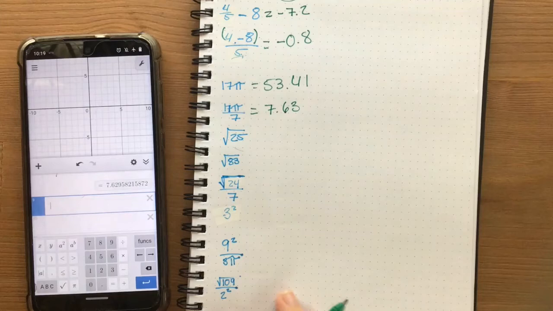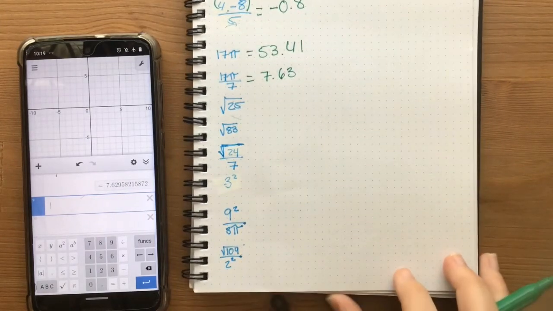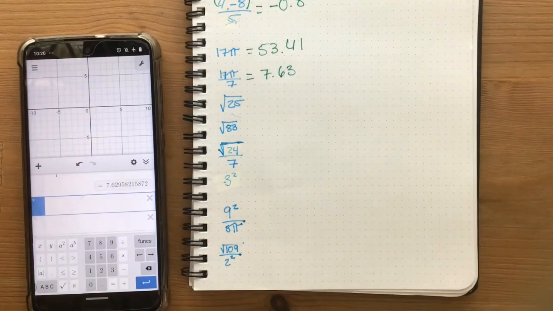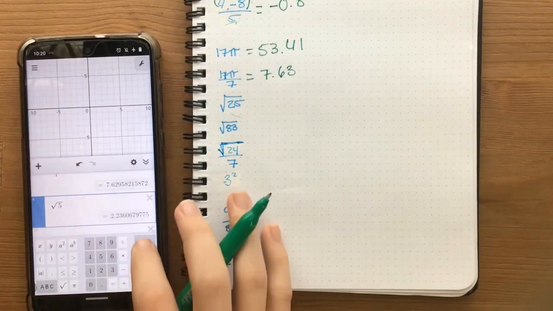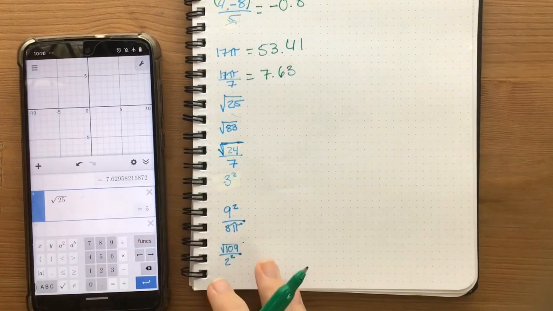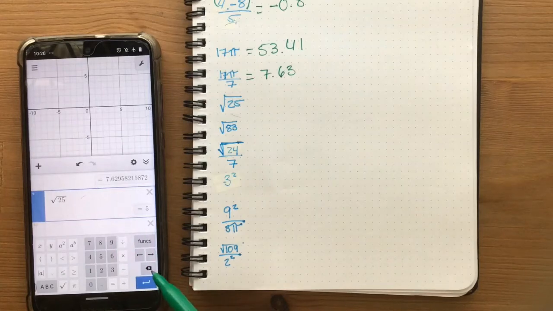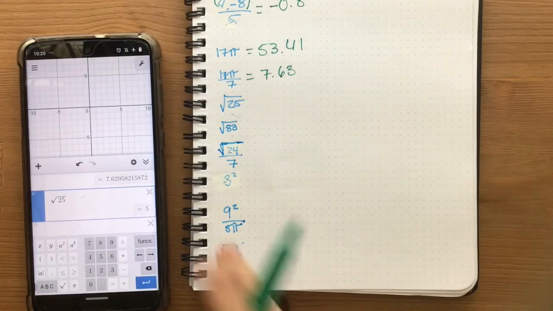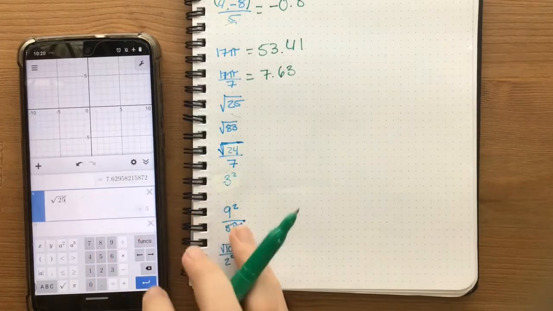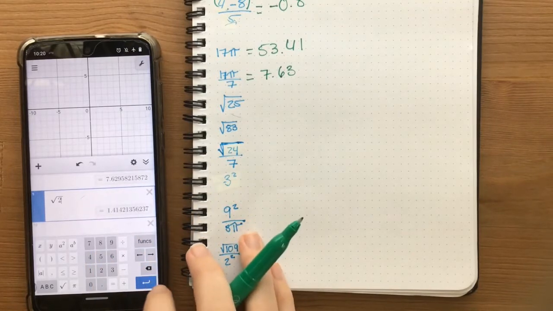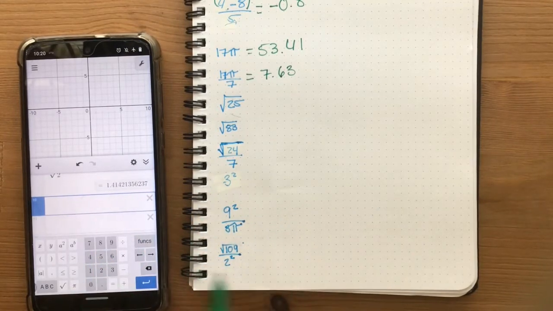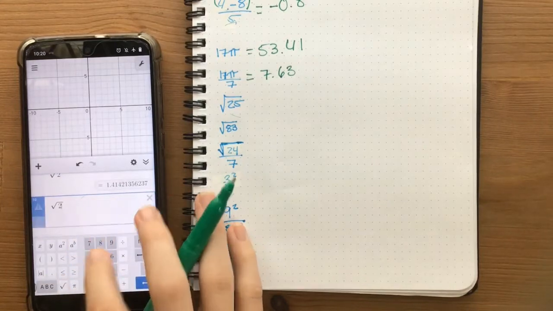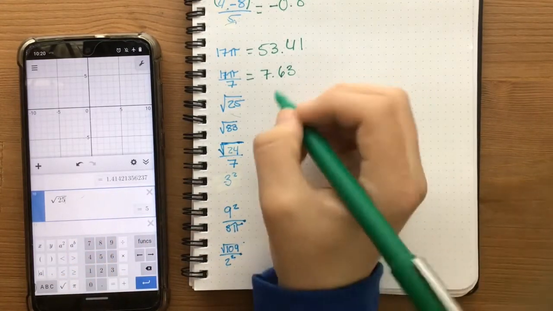Okay, moving on to square roots. So right here is the square root button. You probably saw it in 6th grade. So the square root of 25. Okay, and if you ever type in something wrong, you can just press this button right here. That's the delete button. Or you could just start over and press the enter button and then try again. Square root of 25 is 5.